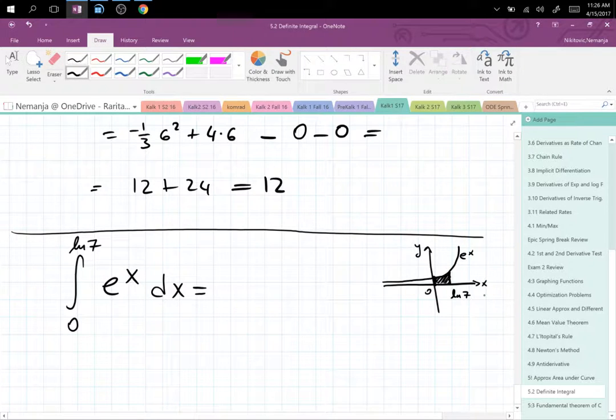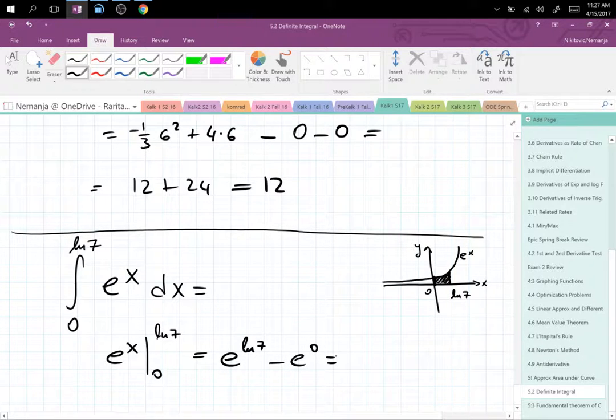What's the integral of e to the x? Very good. Computed from 0 to ln 7. So you have e to the ln 7 minus e to the 0. How much is e to the ln 7? Very good. Minus e to the 0 is? Perfect. And then 7 minus 1 is? That's it.